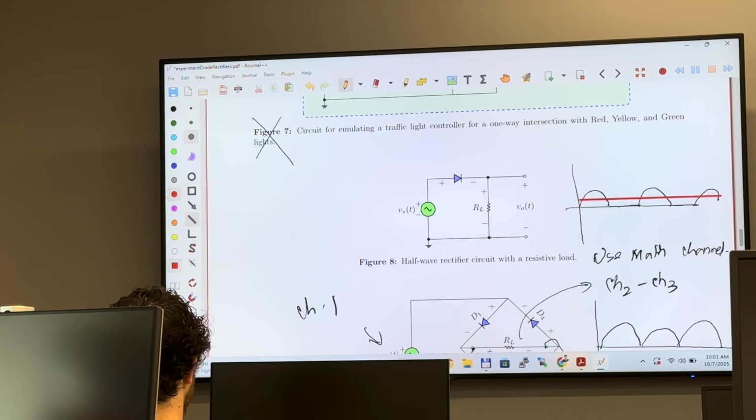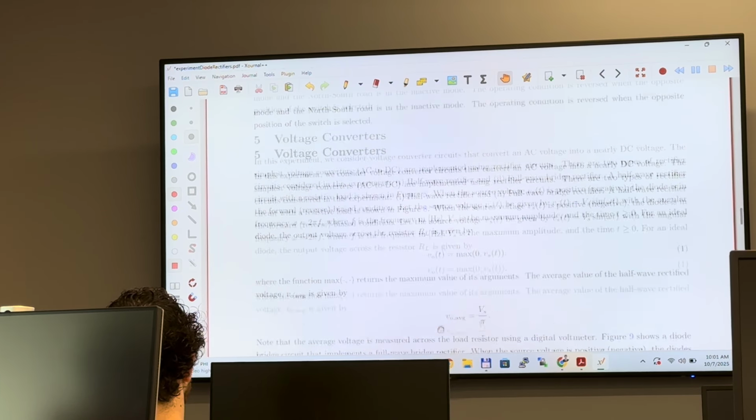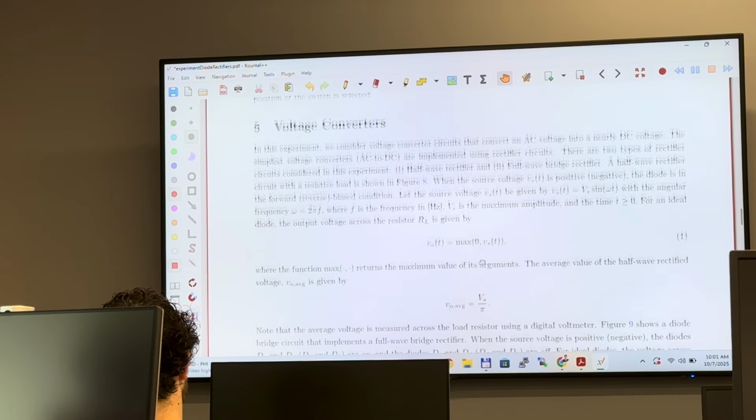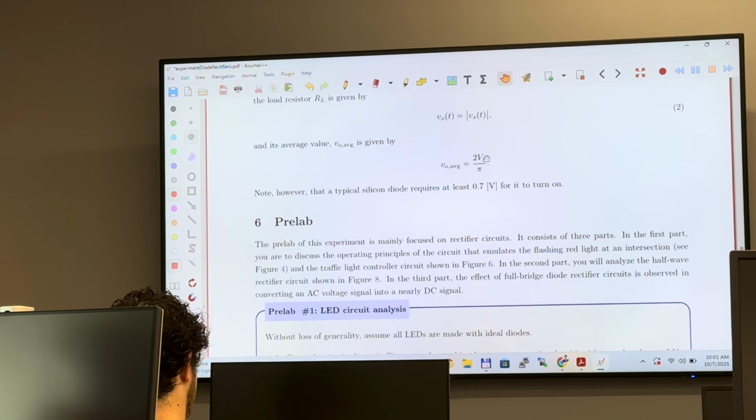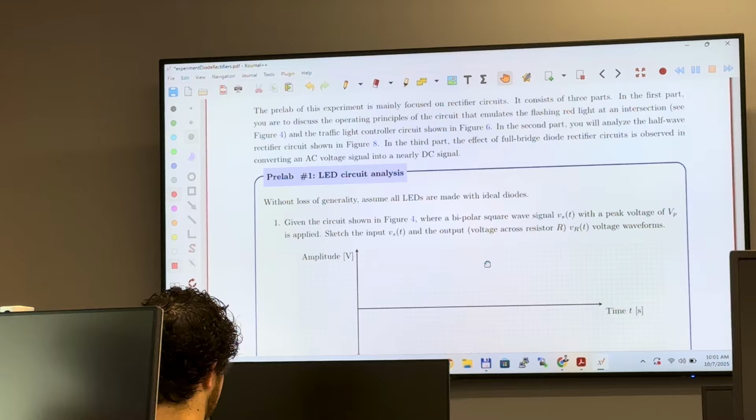Okay, and this average voltage, if you use a DC voltmeter across the resistor, is going to show you the average voltage. This average voltage is mathematically computed as such for half-wave rectifier, and for full-wave rectifier, it is going to be double.